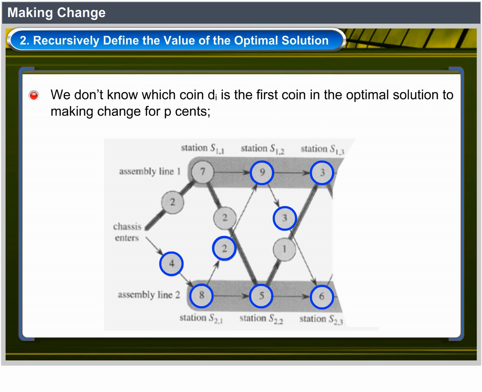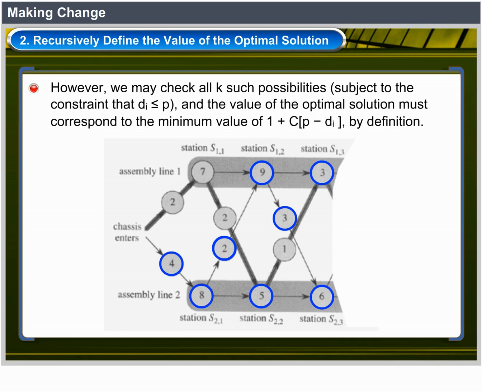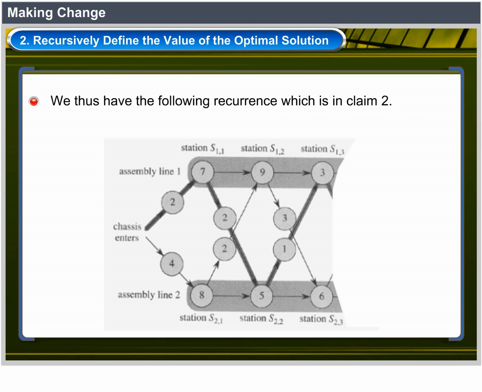We don't know which coin d_i is the first coin in the optimal solution to making change for p cents. However, we may check all k such possibilities subject to the constraint that d_i is less than or equal to p, and the value of the optimal solution must correspond to the minimum value of 1 plus C of p minus d_i, by definition. Furthermore, when making change for 0 cents, the value of the optimal solution is clearly 0 coins. We thus have the following recurrence, which is in Claim 2.